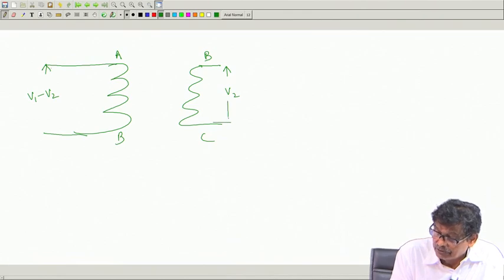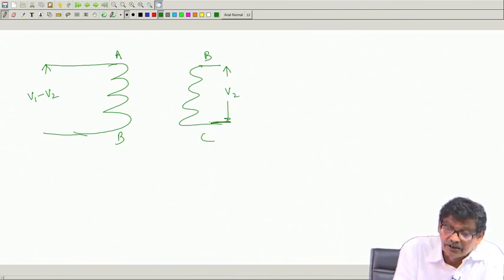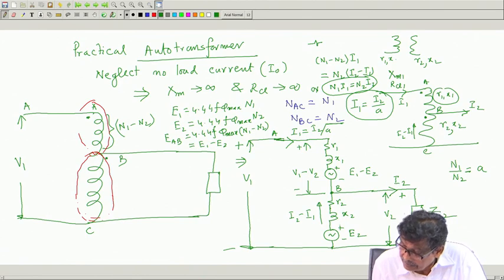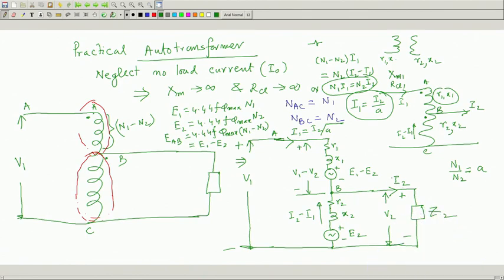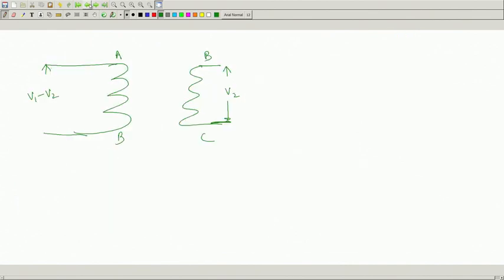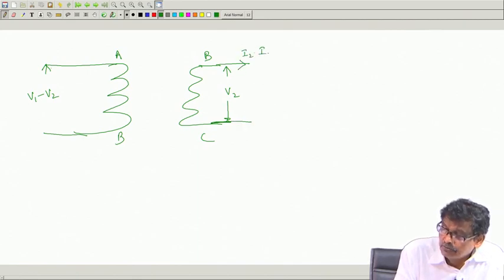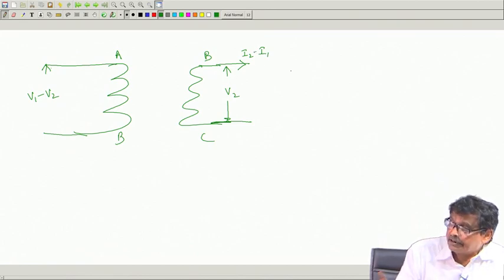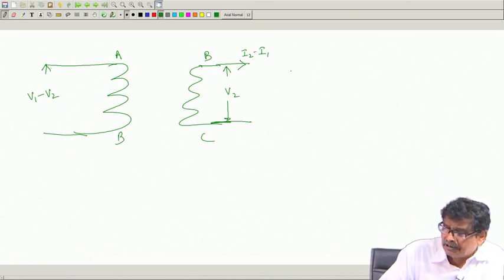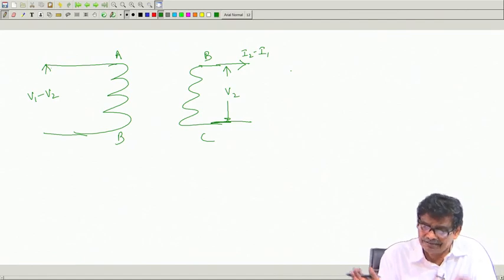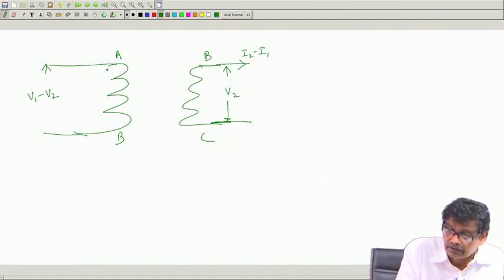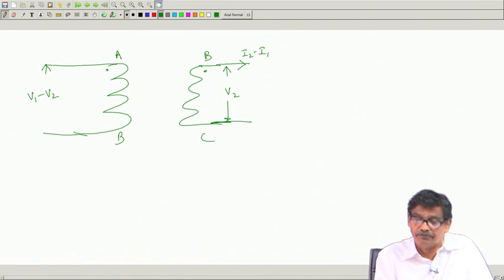I am not showing the load yet, because the problem here is this coil current and load current is different, but I can say this much. This winding is delivering a current of I2 minus I1, this much I am certain. What things are to be connected to achieve this, let us not bother right now, but this is what I can think of.